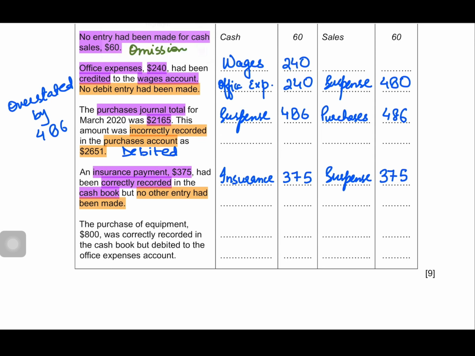Now, the last error says the purchase of equipment, a non-current asset of 800, was correctly recorded in the cash book, right. So the purchase was financed through cash or bank and the cash book has been correctly credited. The equipment account should have been debited, but it was debited to the office expenses account. Office expenses, we know, is an expense; however, this was a non-current asset.